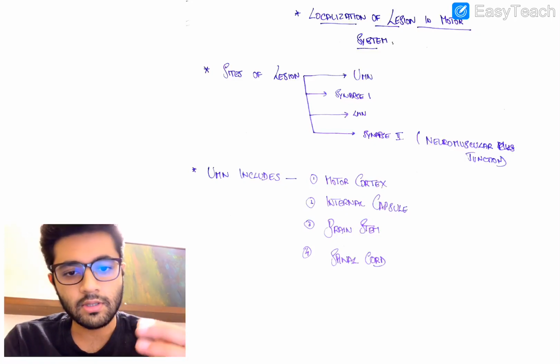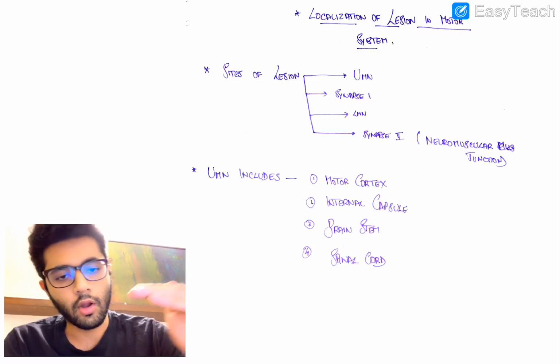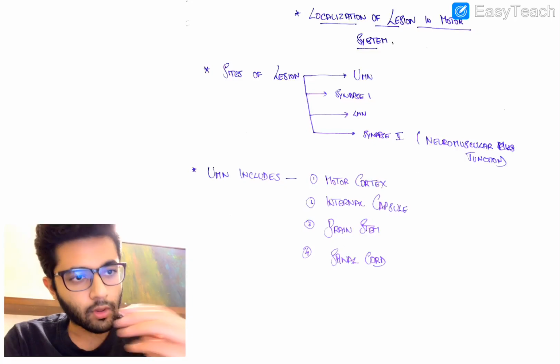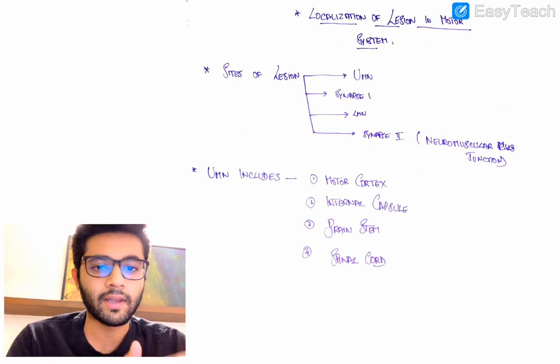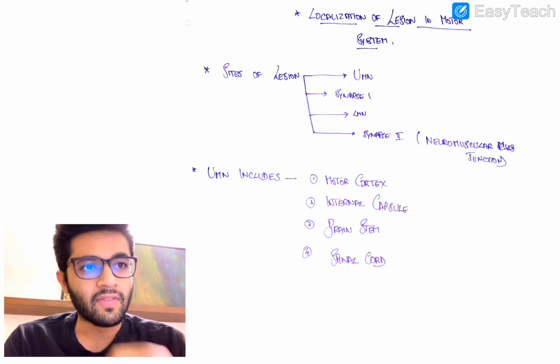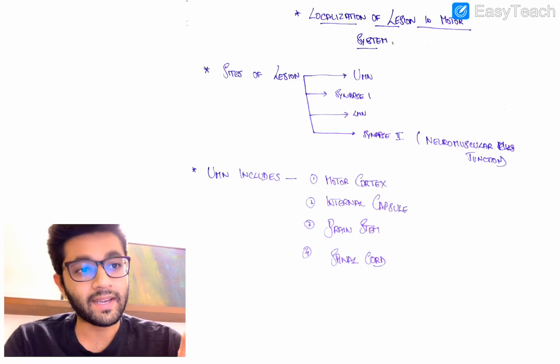So in the motor system, you can have lesions either at the level of the UMN, the upper motor neuron, or lesions at the level of the LMN. I already spoke about the characteristic features of how a UMN lesion presents and how an LMN lesion presents in the previous video. In this video, we're just going to say how to localize based on clinical findings.